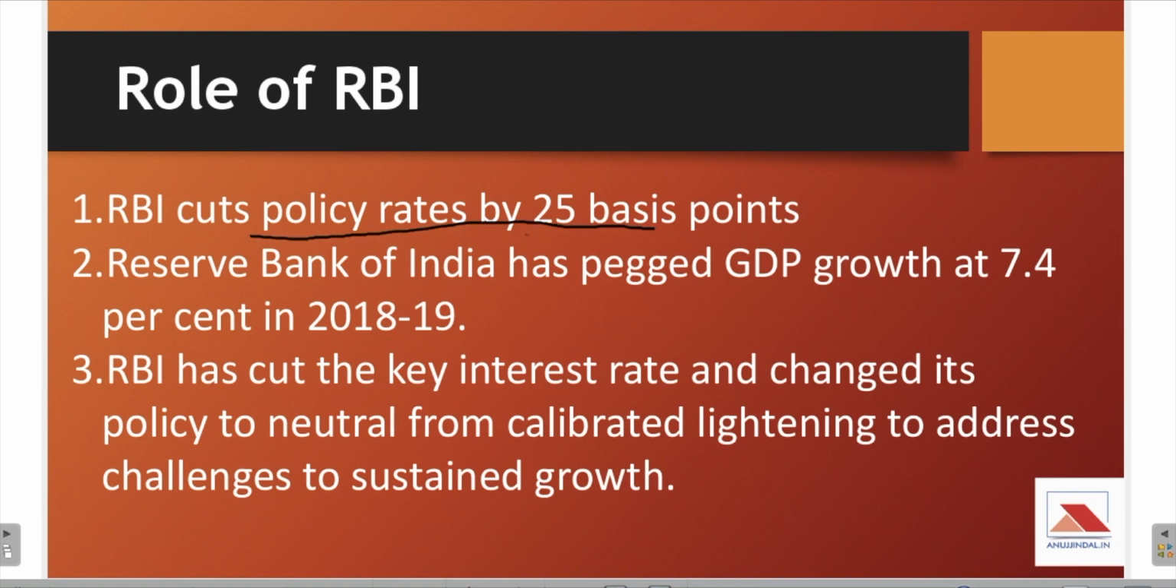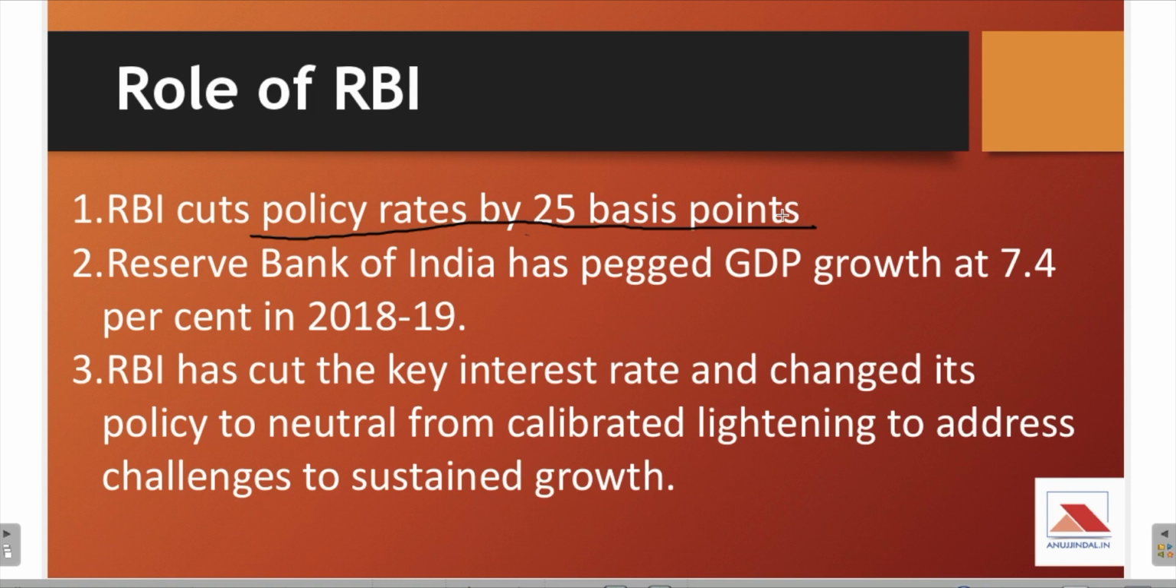So by 25 basis points, what is a basis point? We clearly discussed that in that video, but I'll say that it is a measure of unit. So the RBI has reduced the policy rates by 25 basis points, which led to a lower repo rate. Now, repo rate is the rate at which the RBI lends money to the commercial banks.